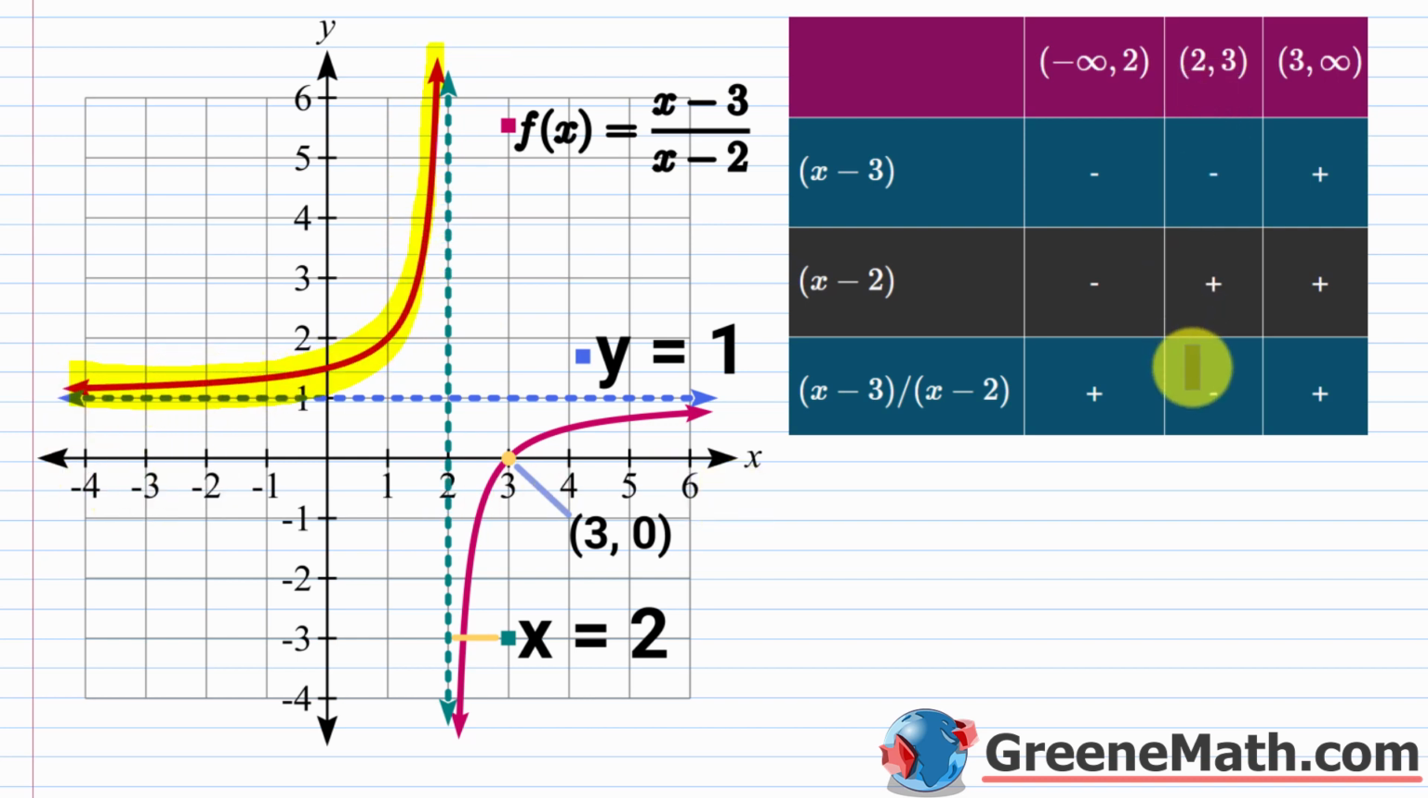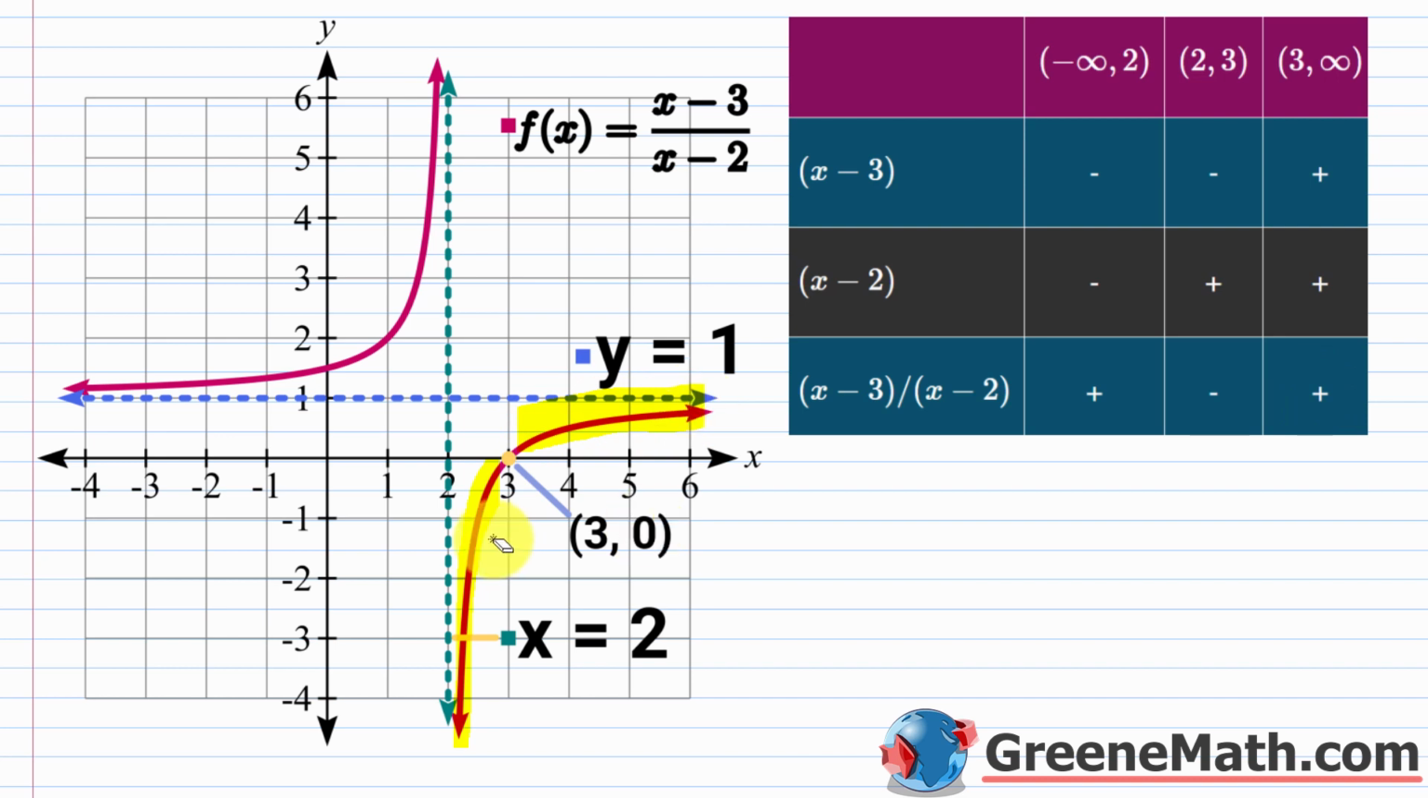And then for this one, between 2 and 3, you're going to notice that you have a negative over a positive, which is negative. So that's going to be this piece right here. You would see that the function values are negative. We're below the x-axis. And then if you come to where we're greater than 3, you have a positive over a positive. Well, that's a positive. So notice that where x is greater than 3, the function values are positive, so we're above the x-axis.